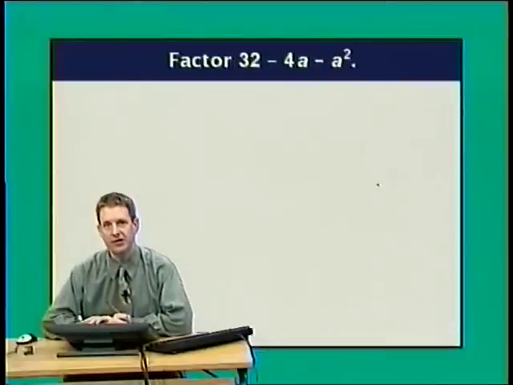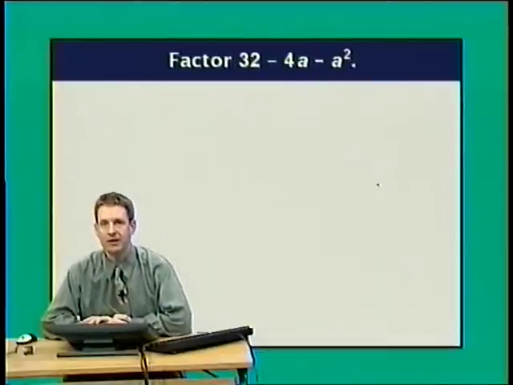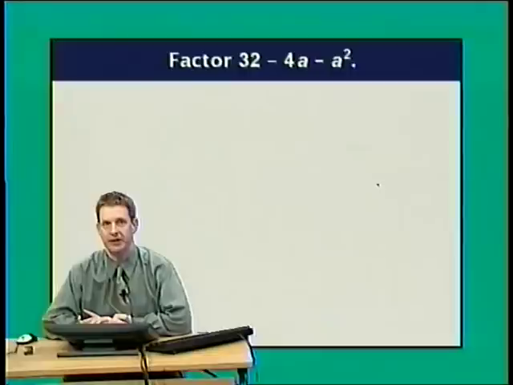So let's use this trick again. What am I looking for this time? I'm looking for two integers that multiply to negative 32 and add to negative 4. Did you figure it out? Well, what do I want? I basically want two numbers that multiply to 32 and have a difference of 4.